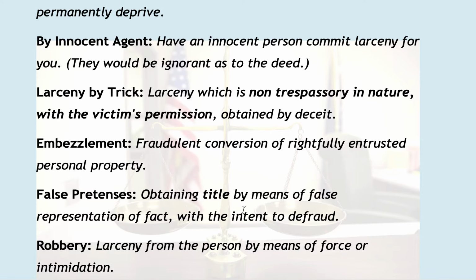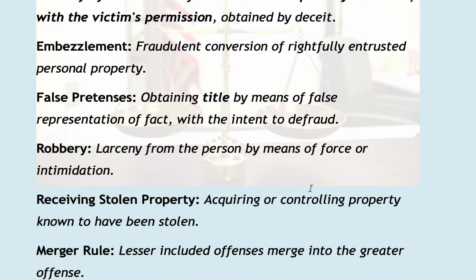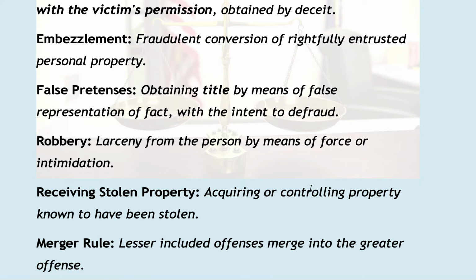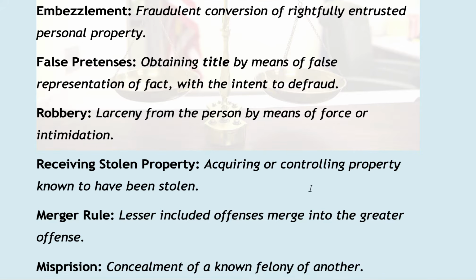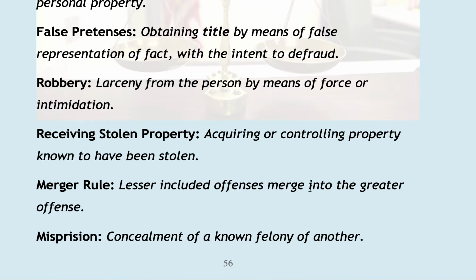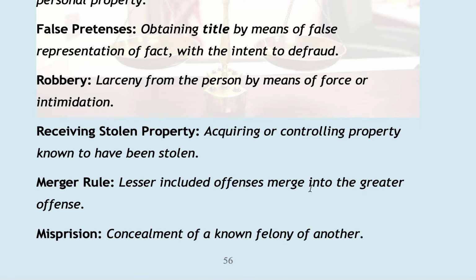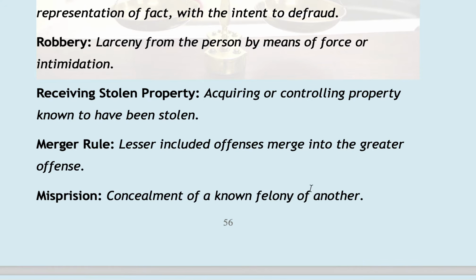Larceny by innocent agent: have an innocent person commit larceny for you. They would be ignorant as to the deed. Larceny by trick: larceny which is not trespassory in nature, with the victim's permission, obtained by deceit. Embezzlement: fraudulent conversion of rightfully entrusted personal property. False pretenses: obtaining title by means of a false representation of fact with the intent to defraud.